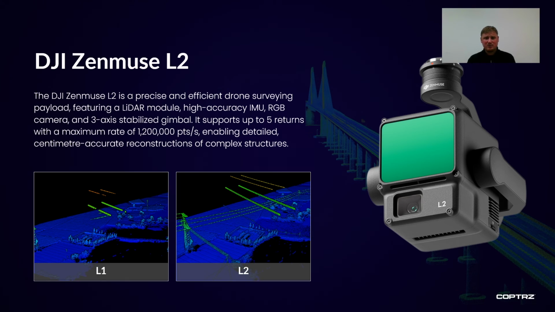Also the accuracy is massively improved, so with the L2 we have 50mm accuracy across X, Y and Z as well. So the L2 is a brilliant LiDAR system, very easy to use, massively improved from the L1, which can be utilized across various disciplines and applications.